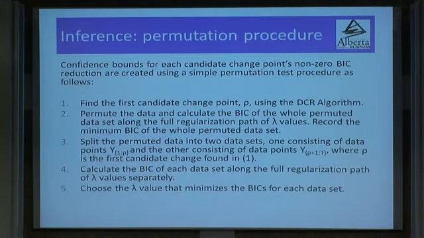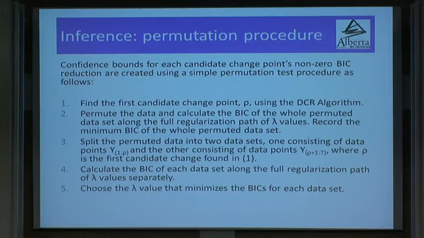In order to perform some inference on those candidate change points, we're going to run a permutation procedure. I haven't done this graphically, so you've got the best of both worlds. I've done the first one graphically and not this one. You can tell me after which one works better.